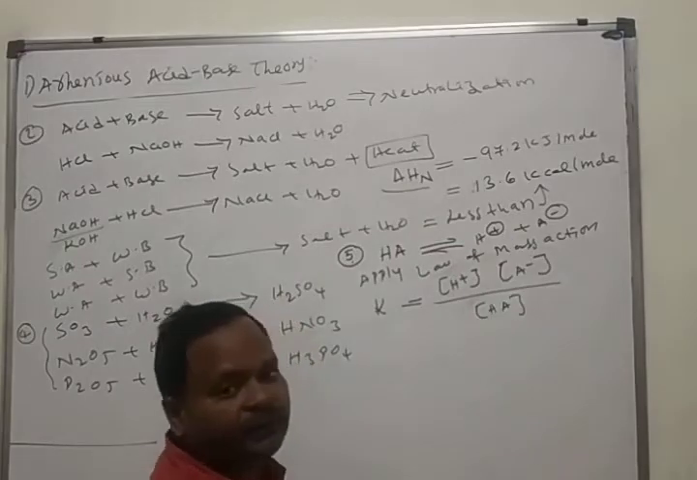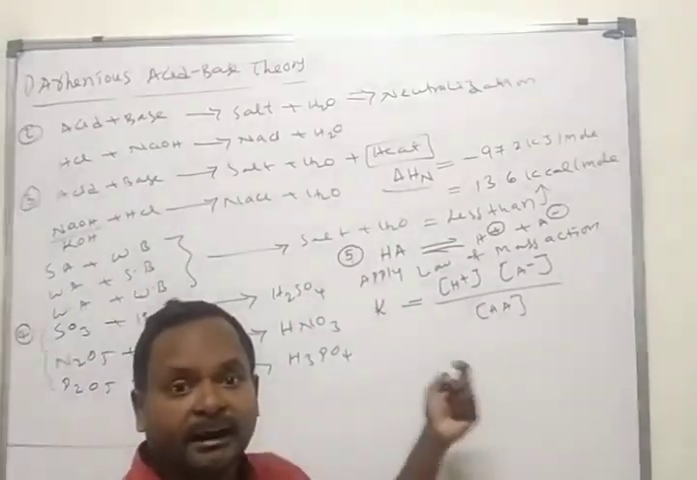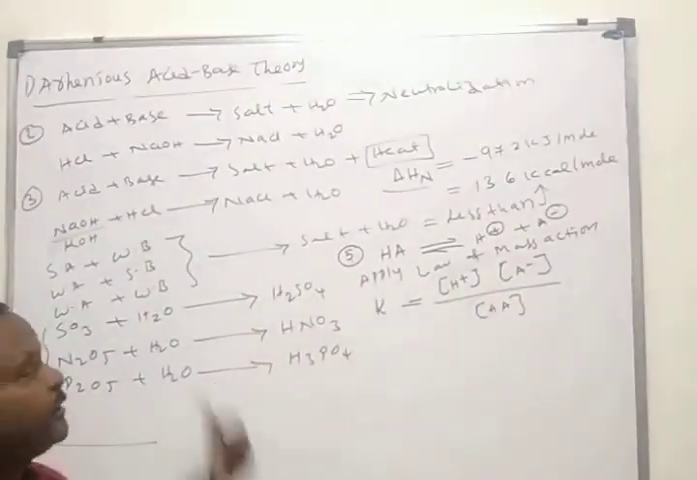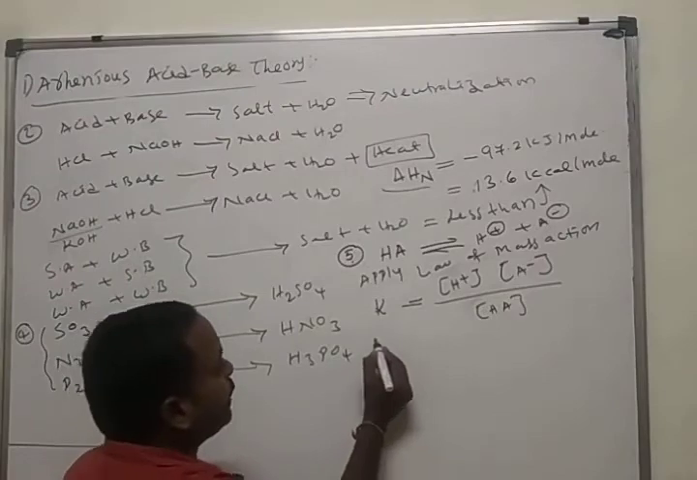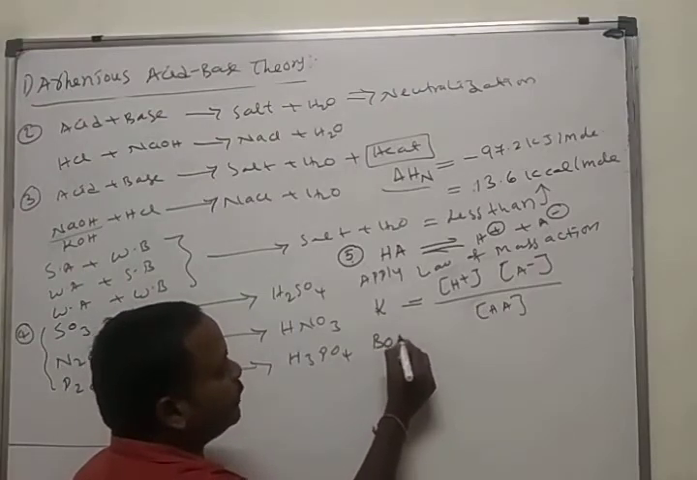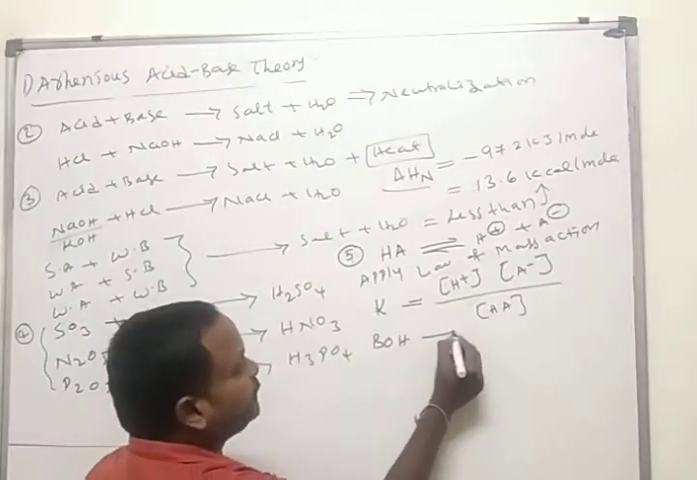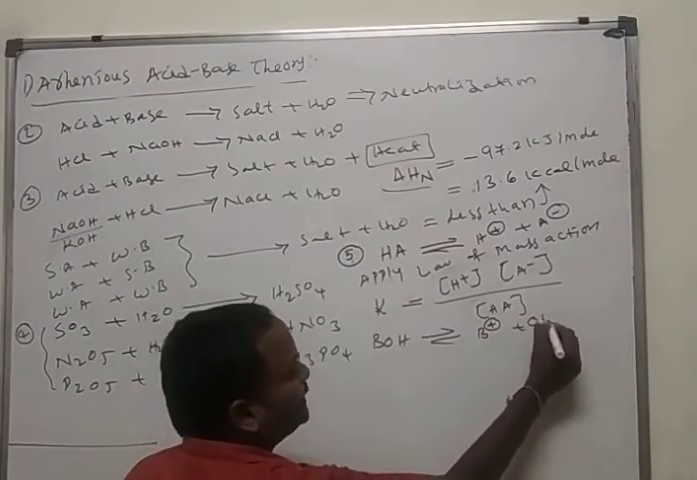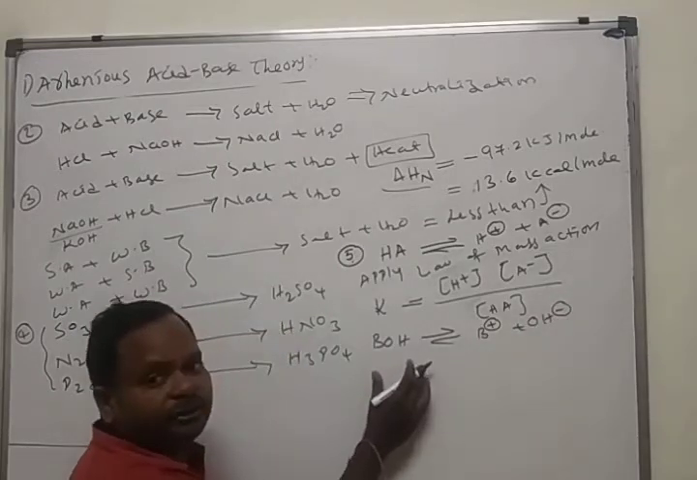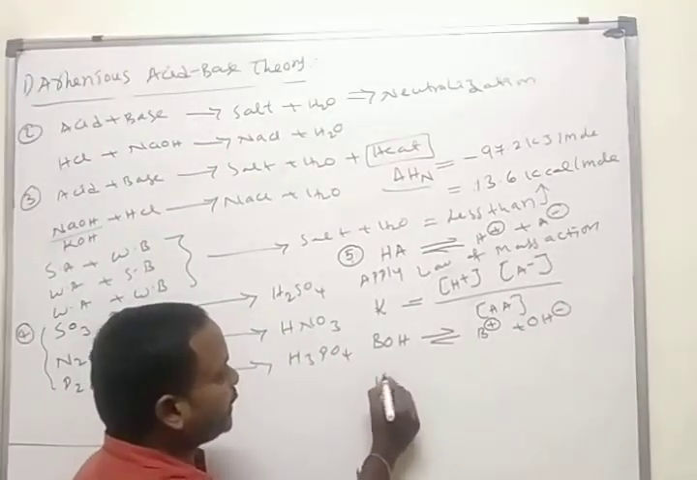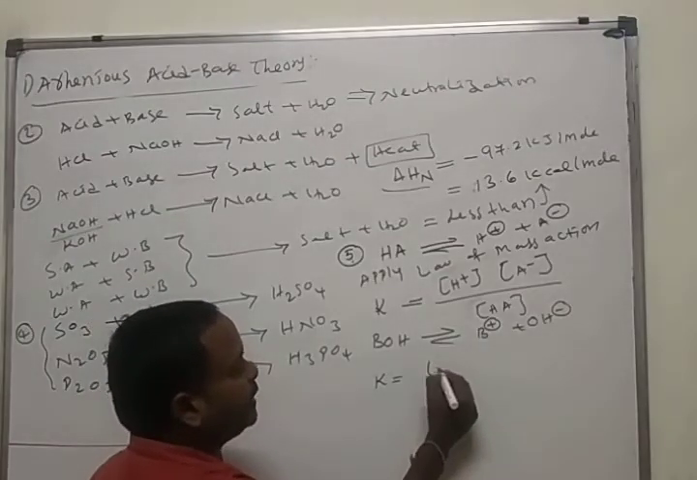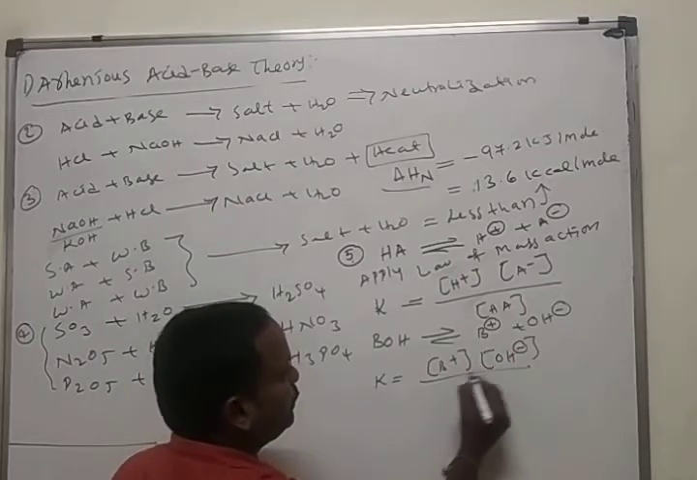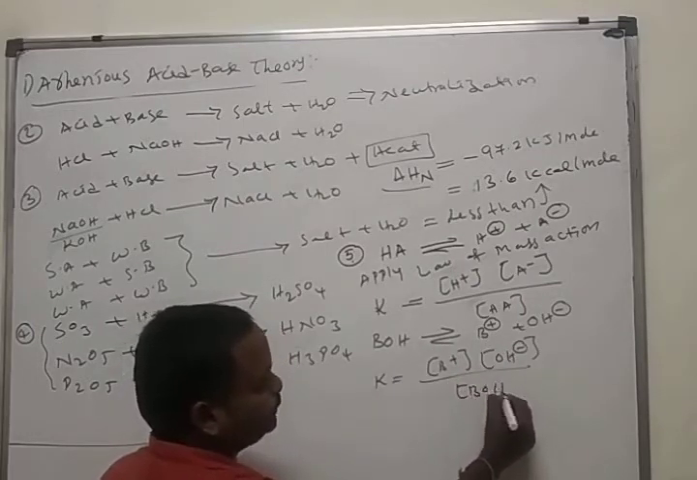By using this equation, we can calculate the relative strength of an acid using Arrhenius acid-base theory. A base also, we take BOH, it is a base. A base also dissociates like this, into B plus and OH minus. Apply the law of mass action to this. K is equal to the concentration of B plus times the concentration of OH minus, divided by the concentration of BOH.